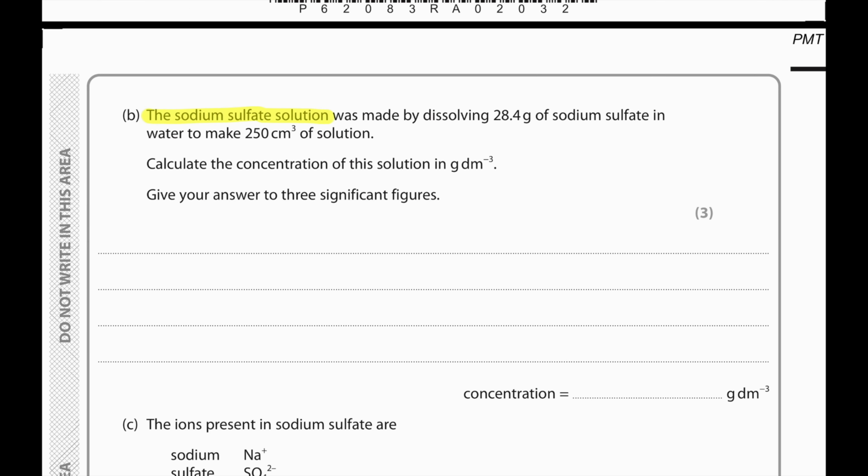The sodium sulfate solution was made by dissolving 28.4 grams of sodium sulfate in water to make 250 cm³ of solution. Calculate the concentration of this solution in g/dm³.